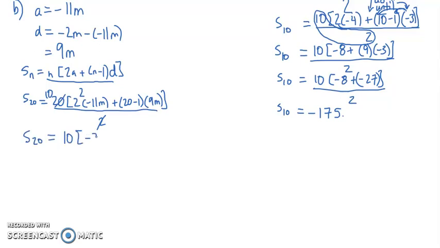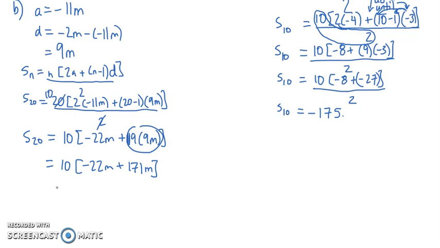You get 10 times -22m plus 19 times 9m. Again, until you've multiplied this, don't even think about adding. So 10 times -22m, plus 9 times 19 is 171. It's a quick way that you can do that math. You can do 9 times 20 is 180 minus 9. You get 171 times m.